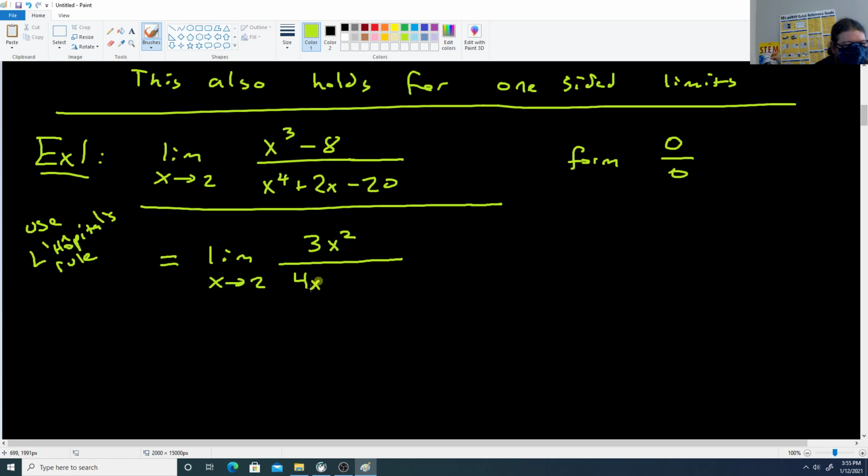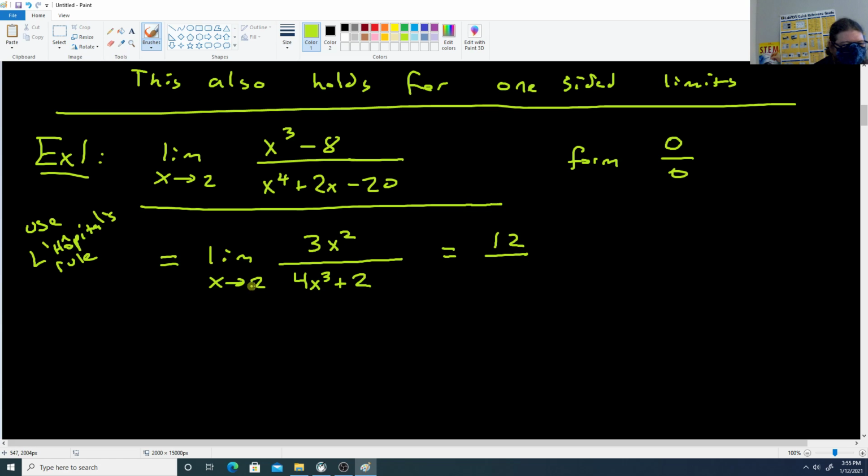So we get 4x cubed plus 2. Derivative of 2x is 2. Derivative of negative 20 drops. So now if we try to evaluate the limit of this, if I put 2 up here, we get 2 squared, which is 4. 3 times 4 is 12.